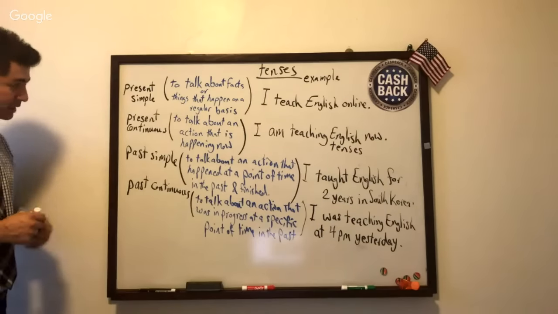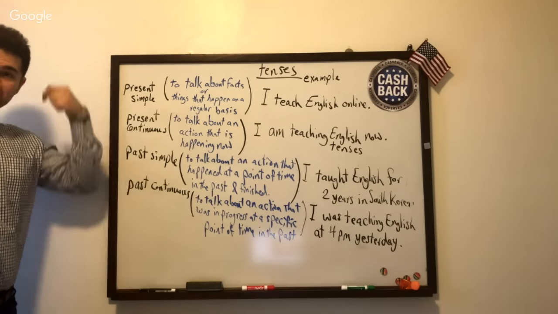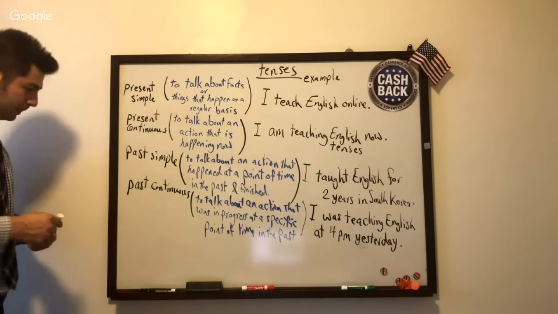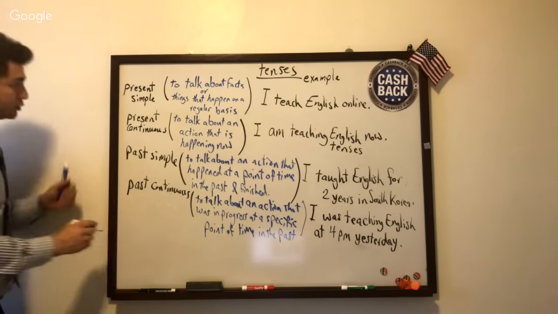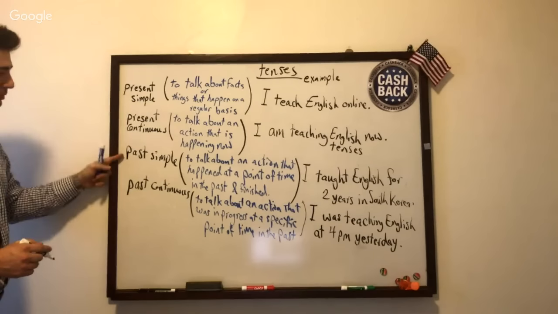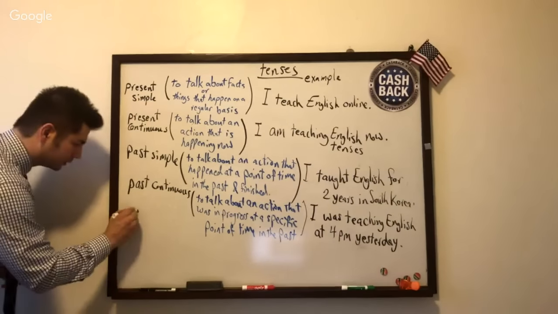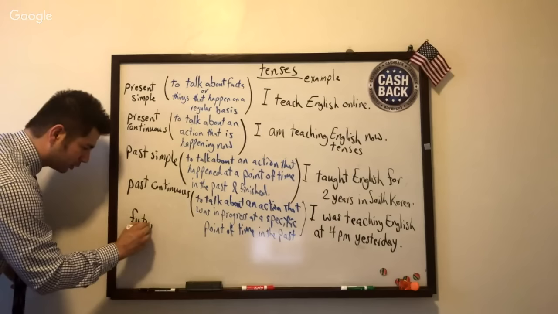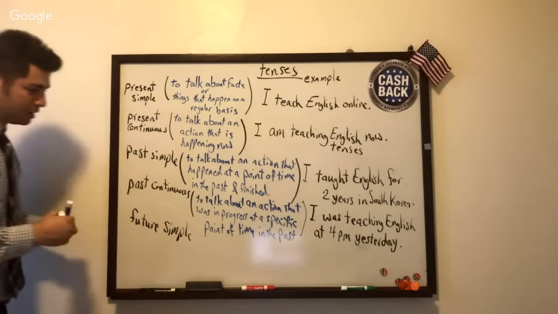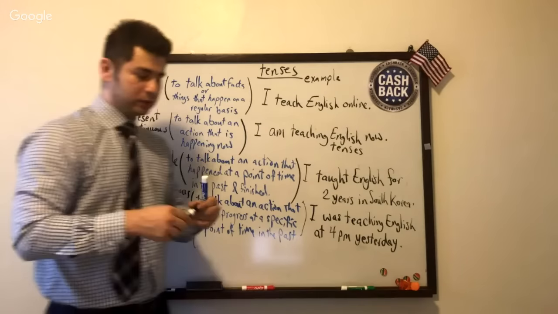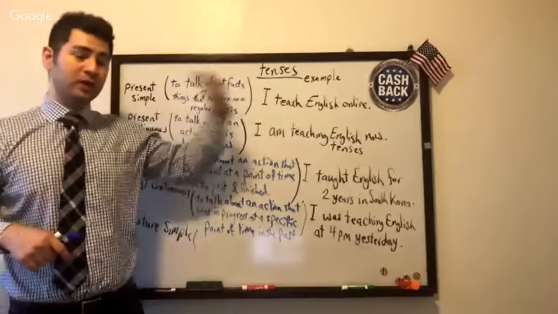Next, so we talked about now, we talked about past. How to talk about future. What we want to talk about is future simple. We use future simple to talk about an action that happens in the future.